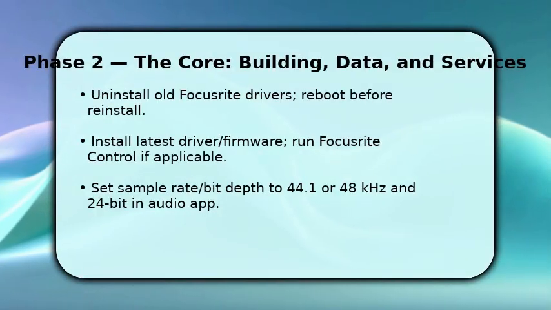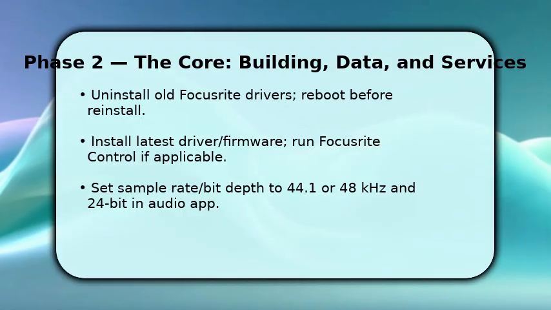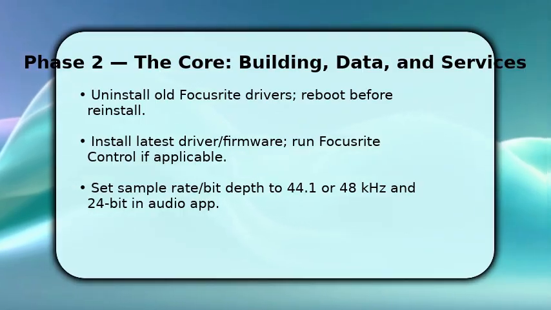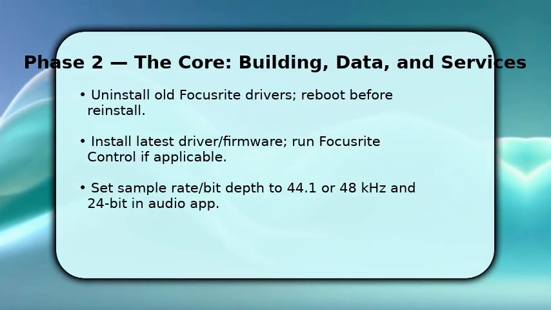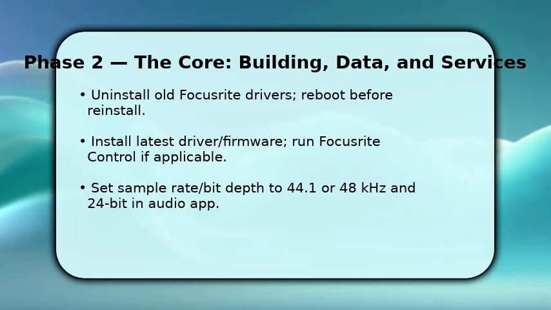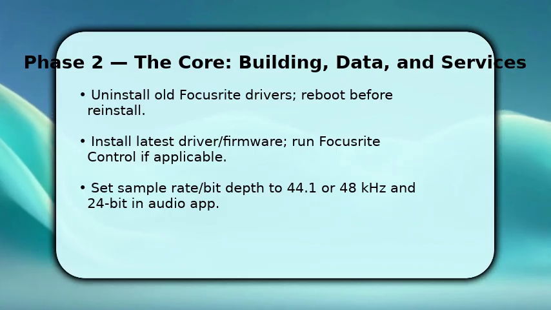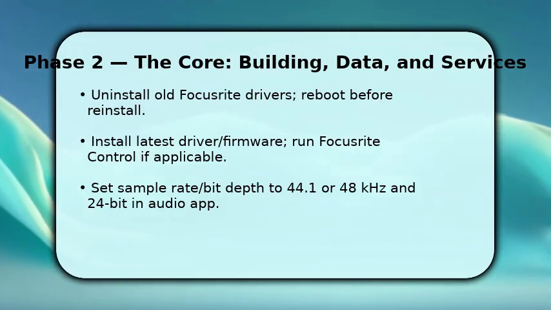Next, remove any conflicting driver versions and reboot. This clears driver lockups and resource conflicts. Reinstall the latest Focusrite drivers and firmware. Run Focusrite Control to verify device routing and sample rate. Then set your DAW or system audio to 44.1 or 48 kHz, and 24-bit to avoid mismatch issues. Make sure ASIO or the proper driver is selected in your app. This resolves latency and dropout problems.